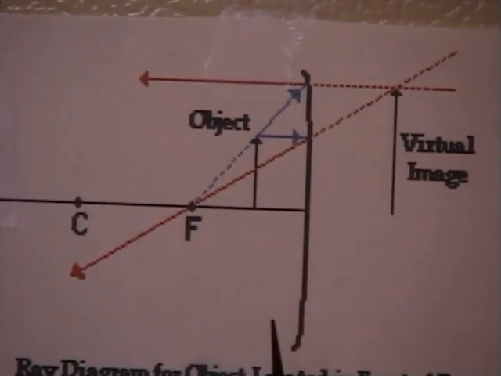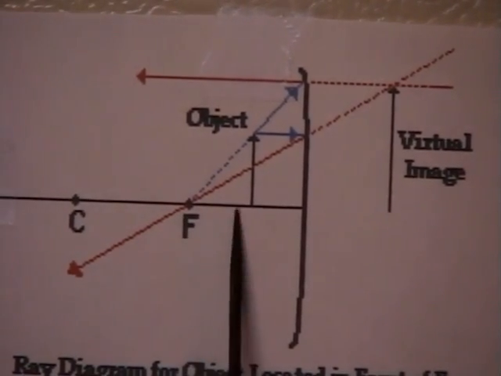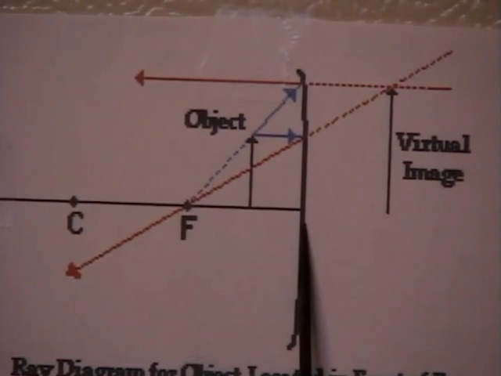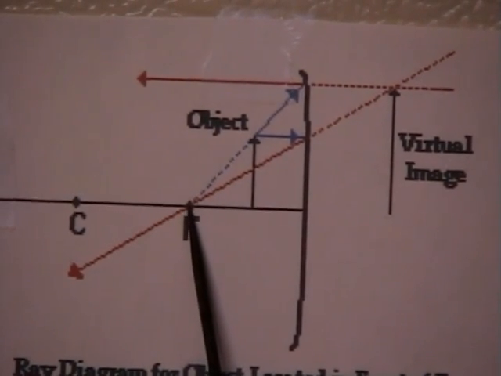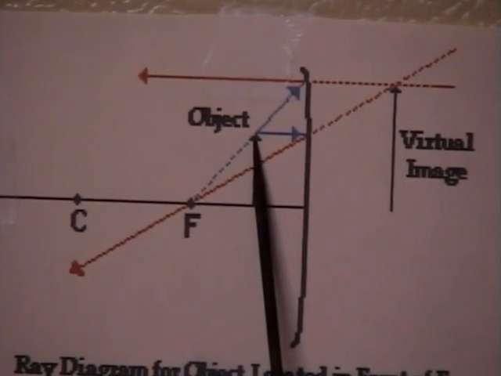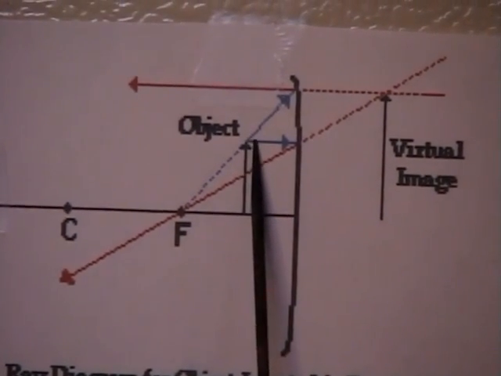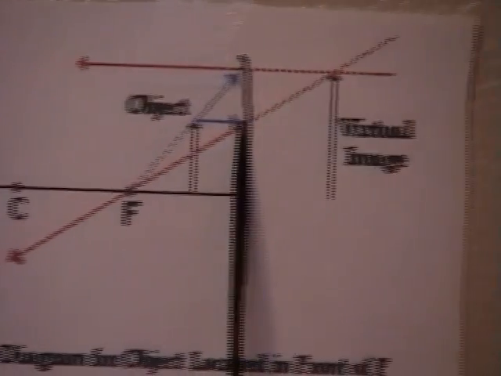This case is a little bit different than the other ones. It's when our object is in between our focal and our mirror. We draw our lines like we normally do, where the line that goes through the focal hits the top of the object and then hits the mirror. And the line is parallel to the principal axis.